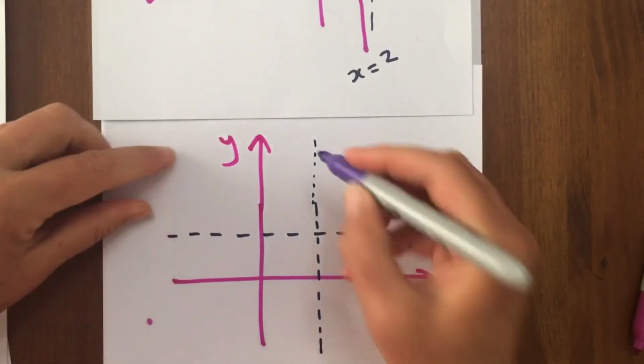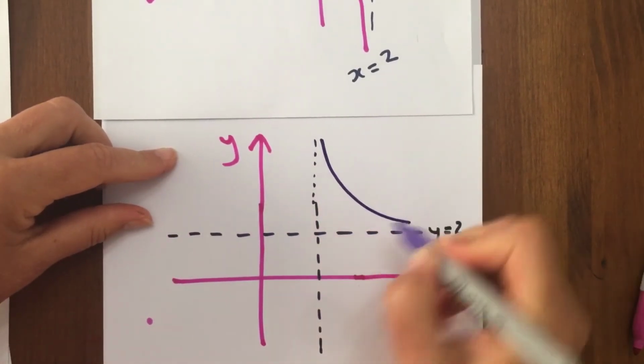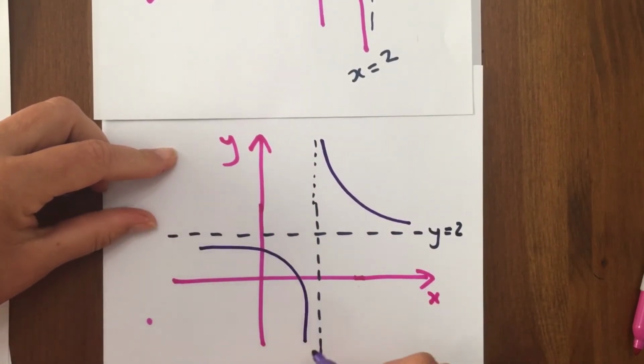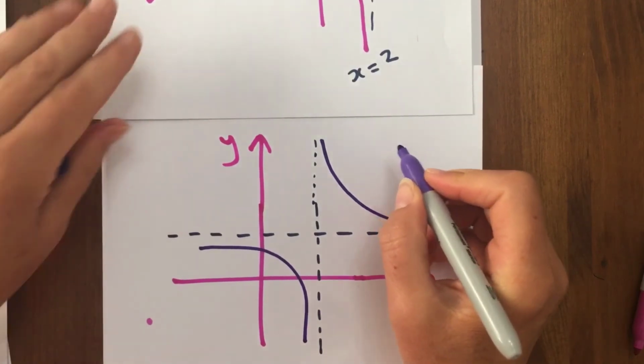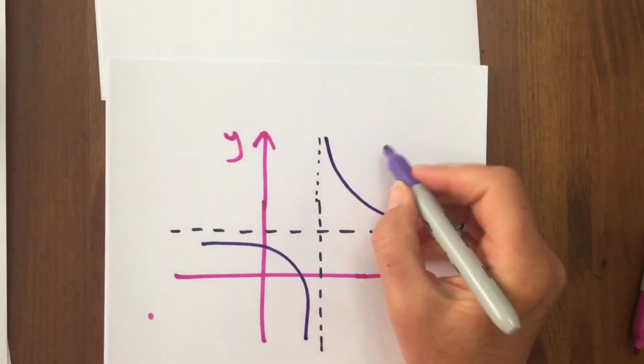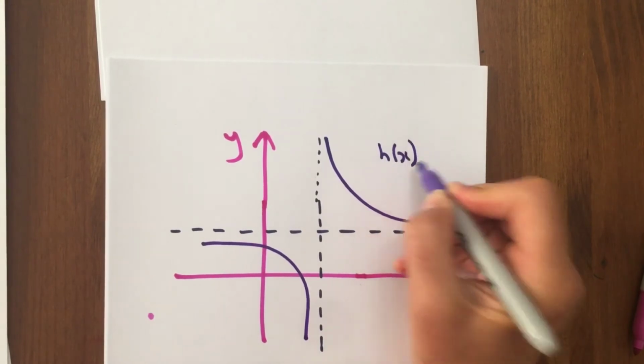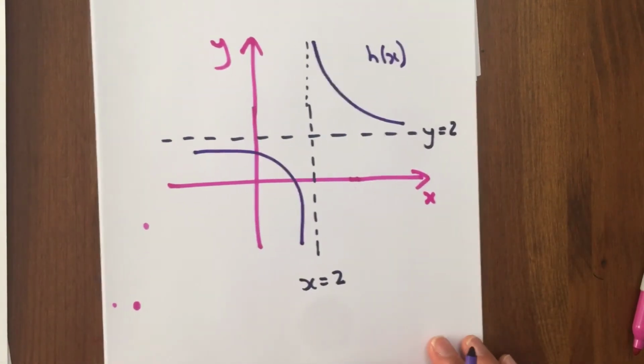I'm just moving it up and this will be my final graph. And this was called originally h of x. So there's my sketch of h of x.